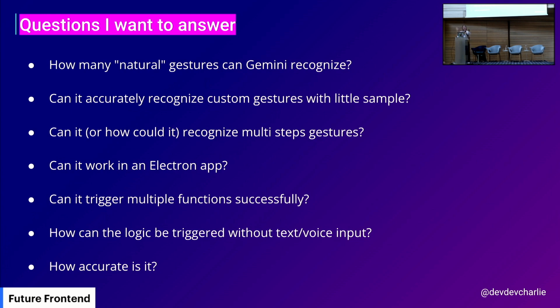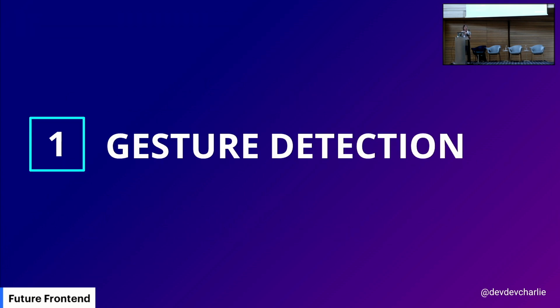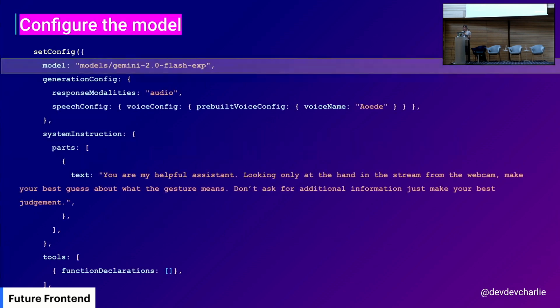But yeah, the whole point in the end would be that I wouldn't have to say "now." It would just be checking the images regularly, and when it sees I'm doing a gesture, it would then trigger something. Then finally, how accurate is it? That's going to be interesting to see if the demos work or not. Okay, so first, let's just check the gesture detection.